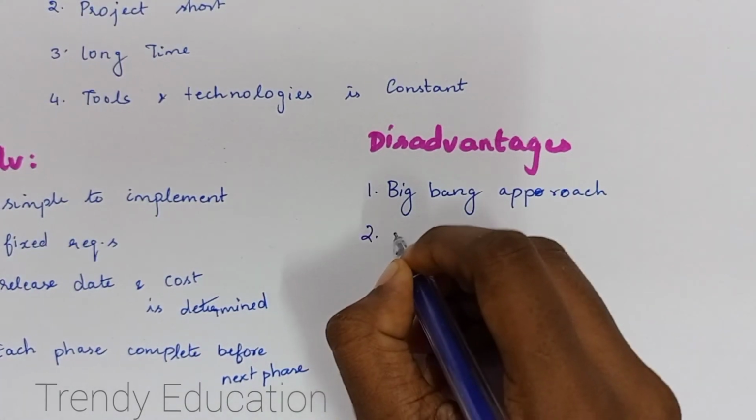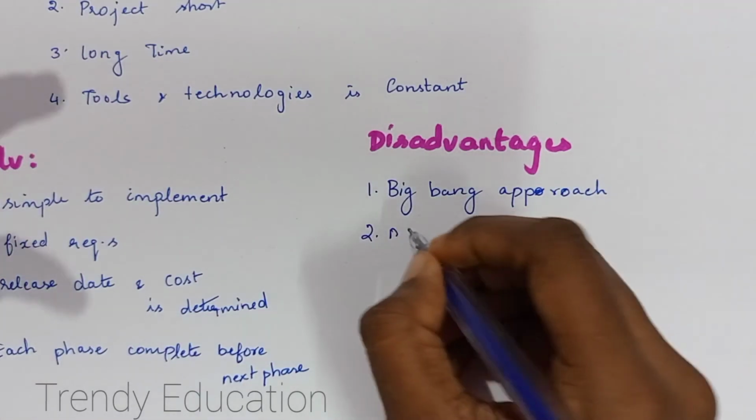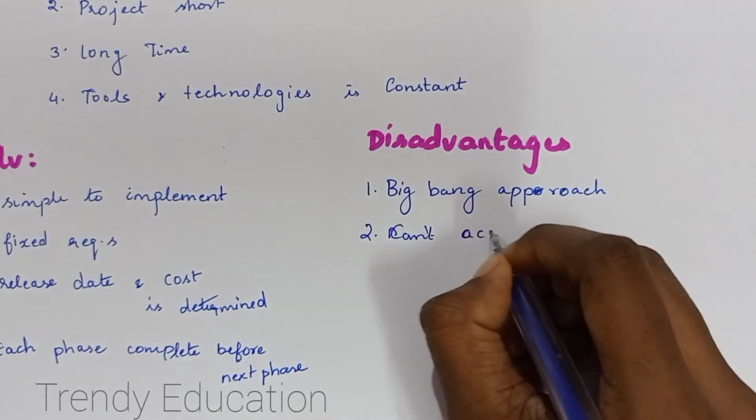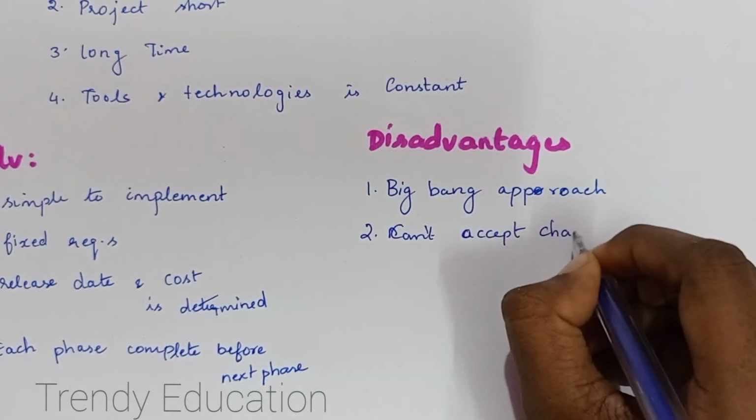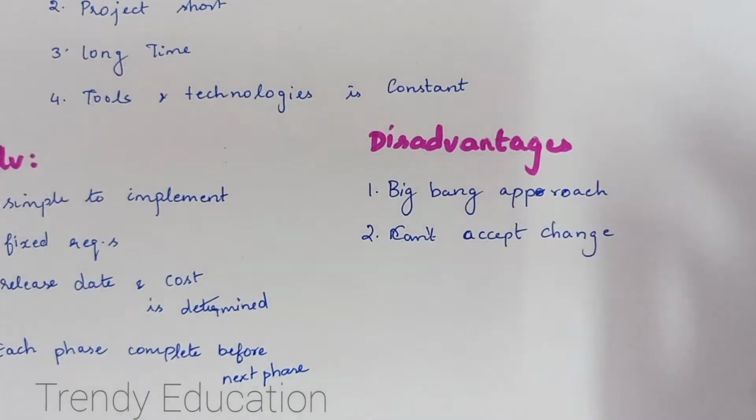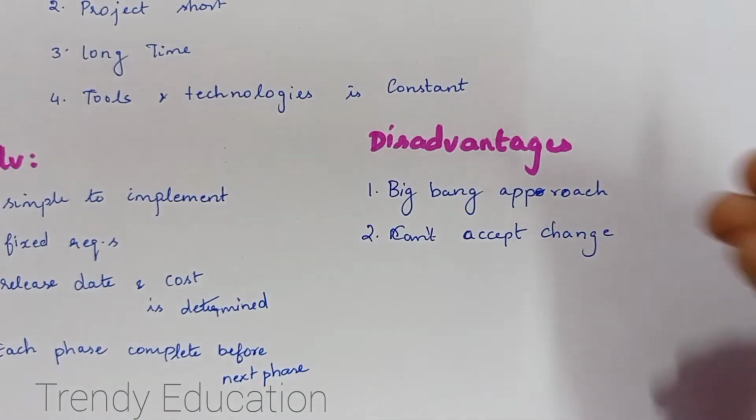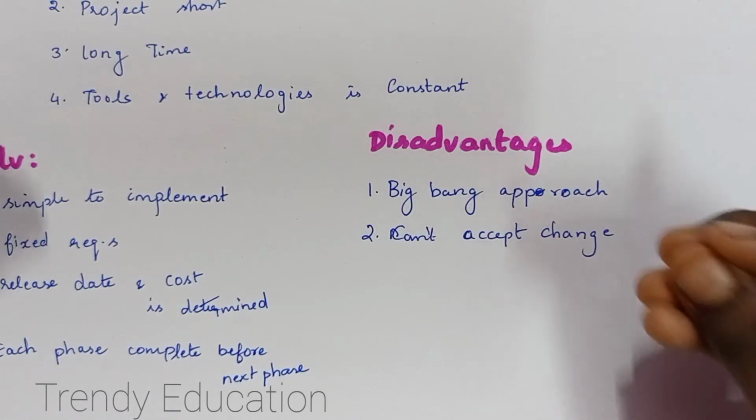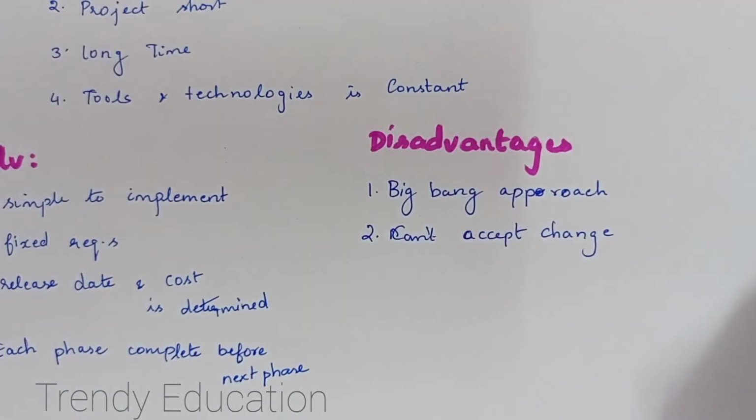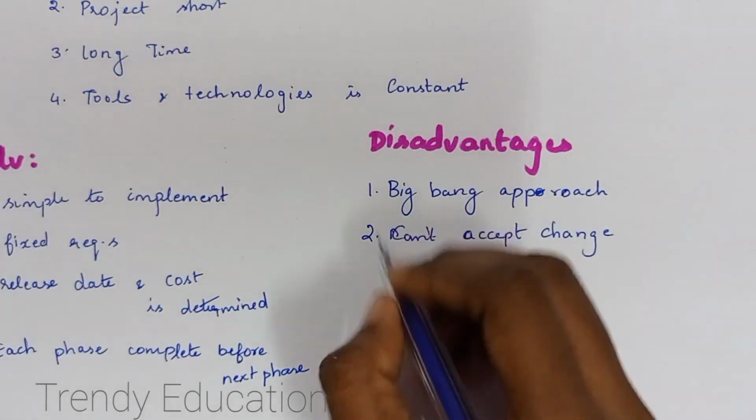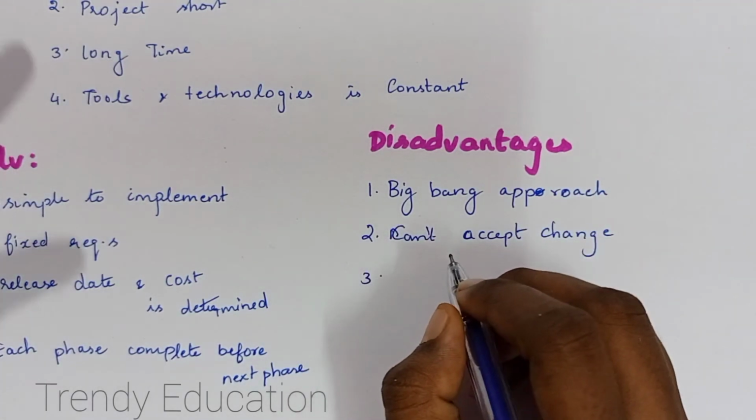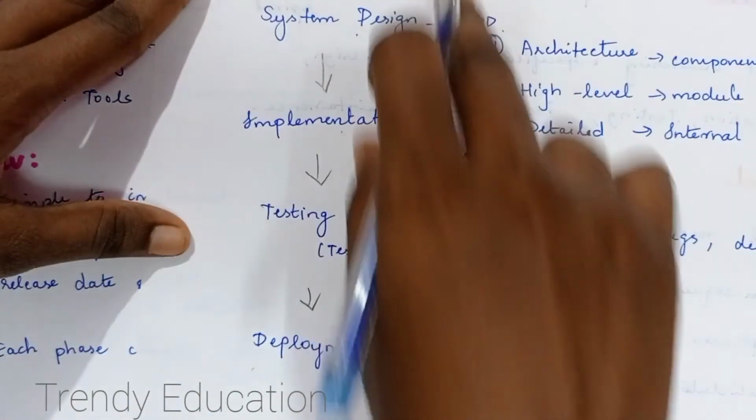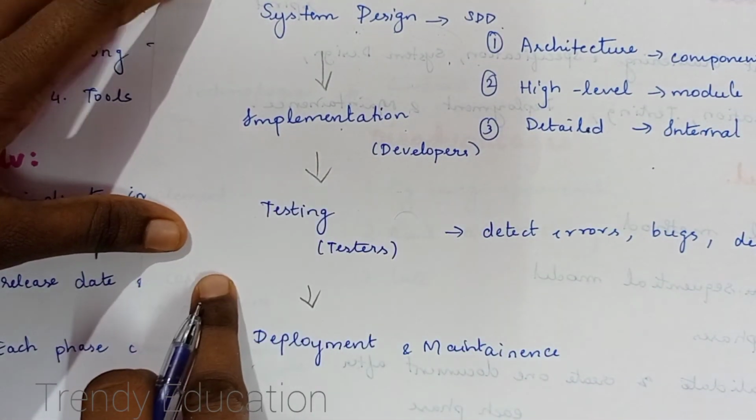The model cannot accept changes. So this is the second thing. It will never accept a change because everything is fixed, and when a change is introduced, every team has to work from the first. So this is a big failure of this model. And coming to the third, late testing. Once we complete all this, we'll have testers. So this is what is called the late testing phase.